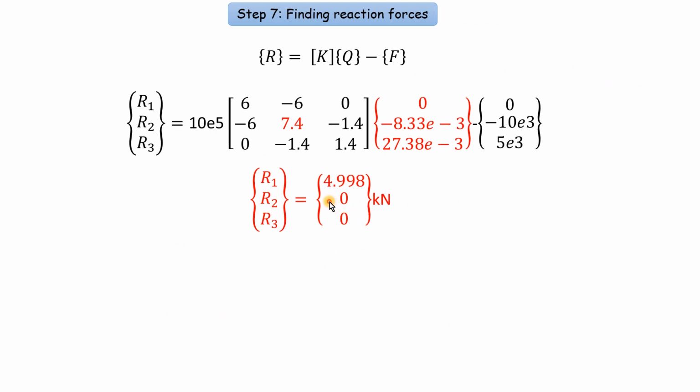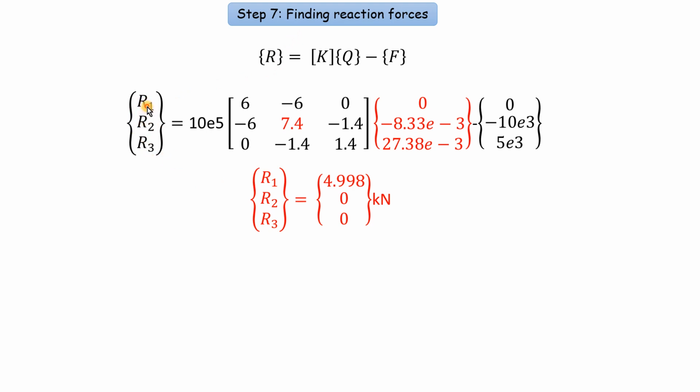Next, what else is asked in the problem? We need to find out what the reaction forces are. In order to find out reaction forces, we know the forces applied and the reaction forces. When you add both of them, the sum must be equal to 0. In order to find out the reaction forces, this is the expression: R equal to KQ minus F. So we know what is K, we know what is Q, we know what is F. We need to find out your reaction forces. So write down the expression for R1, R2 and R3.